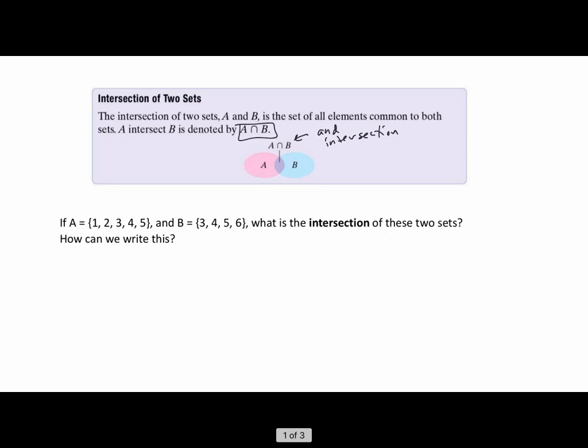So if I have two sets here, A is 1, 2, 3, 4, 5, and B is 3, 4, 5, 6, each of these numbers are elements of a set. So those are the elements. And what is the intersection of these two sets? What are the elements that these two sets have in common? They both have 3, 4, and 5. So 3, 4, 5 is the intersection. And how we write that is the intersection of A and B is the set of these elements: 3, 4, 5. Close it up.